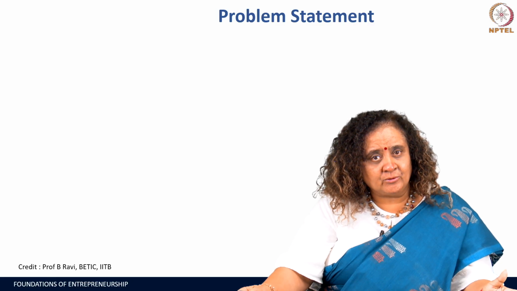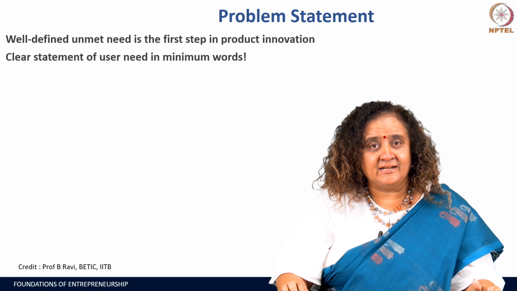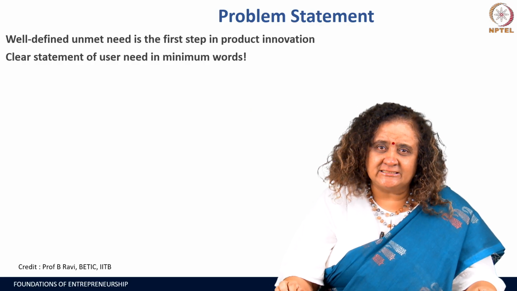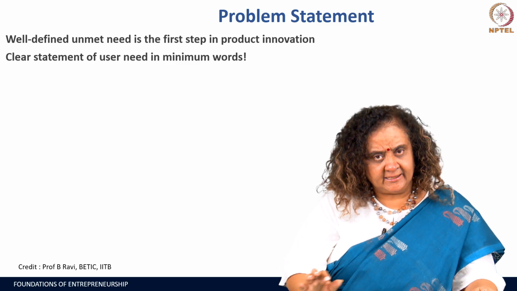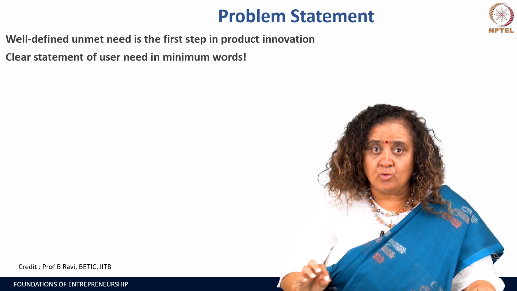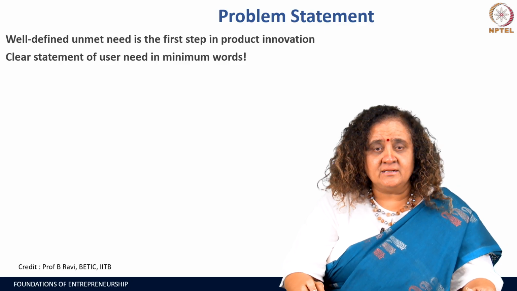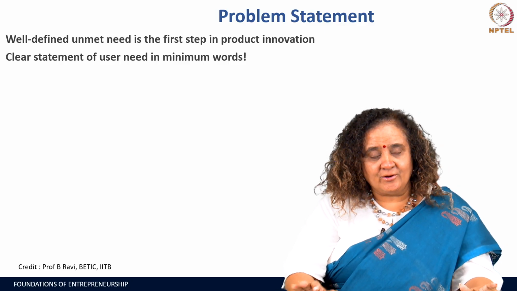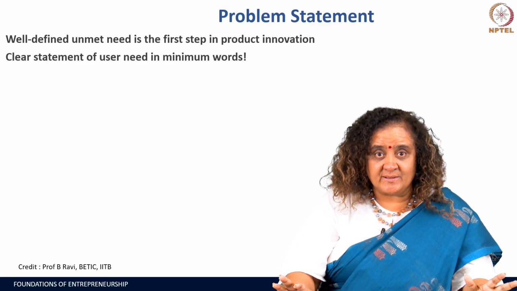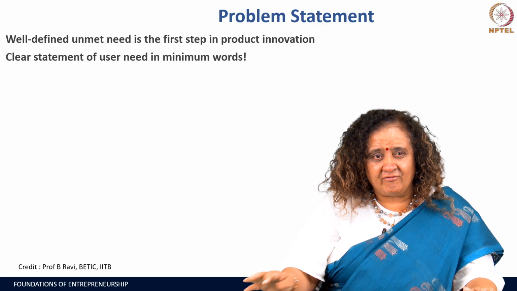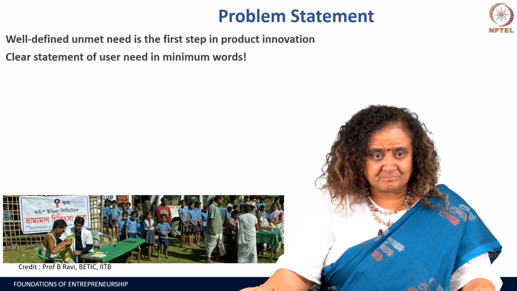And how do we go about doing the problem statement? Well, this says this is the well defined unmet need is the first step in product innovation. There is a need, it is not met today, or it is underserved, which means that it is met poorly, inefficiently. Clear statement of user need in the least possible words. If you can do it in pictures without words, even better. You know, they say that a picture speaks 1,000 words. So, well defined unmet need is the first step as far as product innovation is concerned.